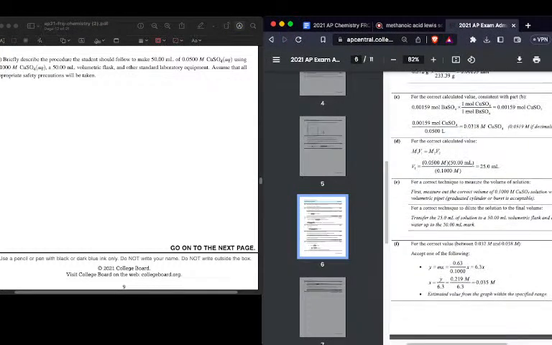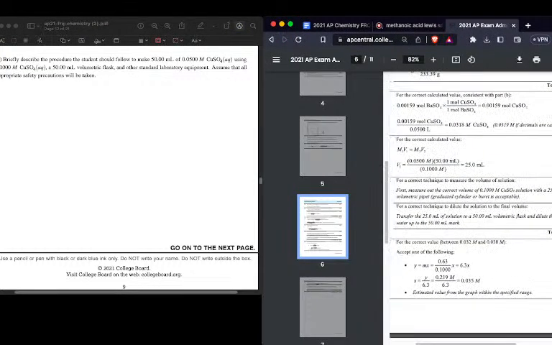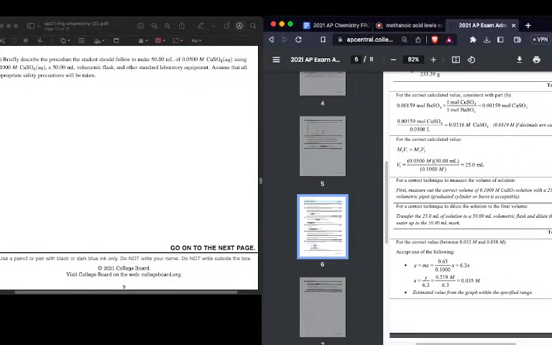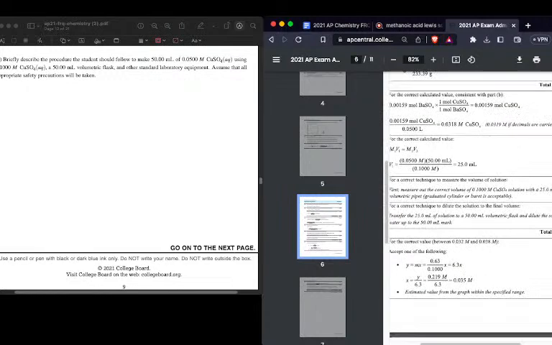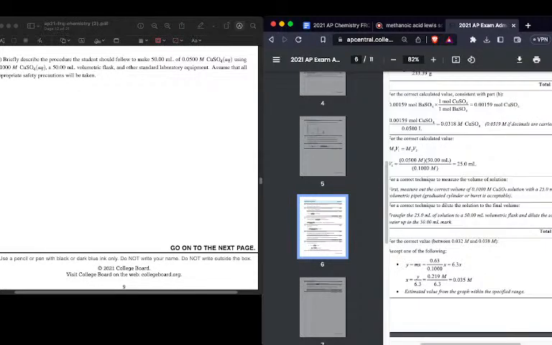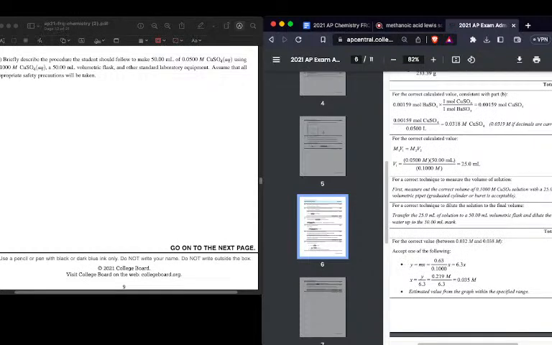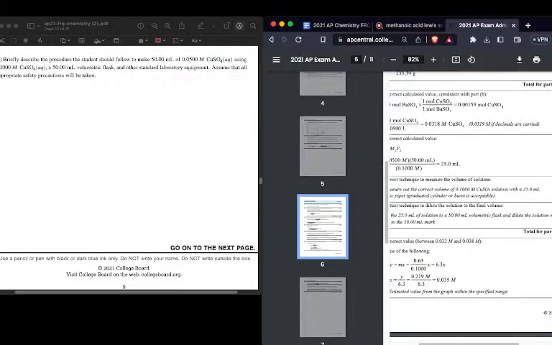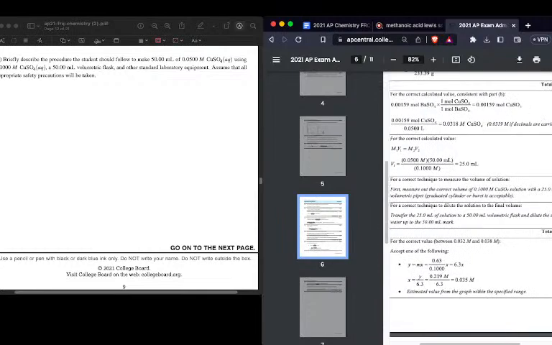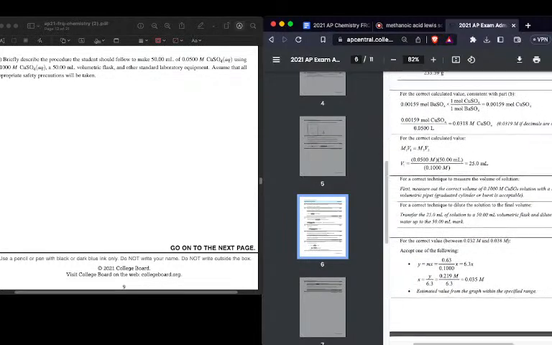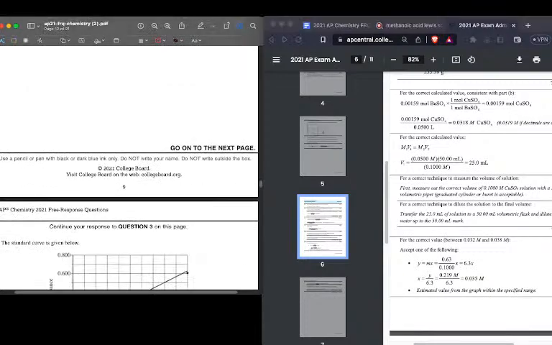They wanted to hear, oh wow, they didn't need all of what I said at all. First, a correct technique to measure the volume of solution. Measure out the correct volume of CuSO4 solution in a 25 milliliter volumetric pipette. Graduated cylinder, also acceptable. And then transfer it to a volumetric flask and dilute the solution with water up to the 50 ml mark. Oh, they didn't even talk about mixing it. Well, I went way overboard there. Oh well, what can you do?